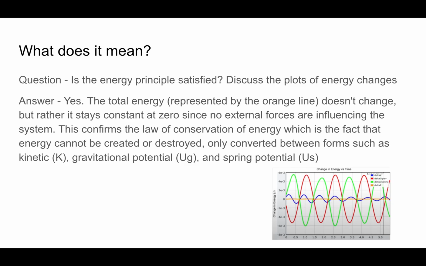So what does this mean? The question is, is the energy principle satisfied? And the answer is yes, it was. The total energy shown by the orange line in our plot remained constant over time. And that's exactly what we expect in a closed system where only conservative forces are at play. Energy was conserved and simply transferred between kinetic, gravitational, and spring potential forms, and it was never created or destroyed.